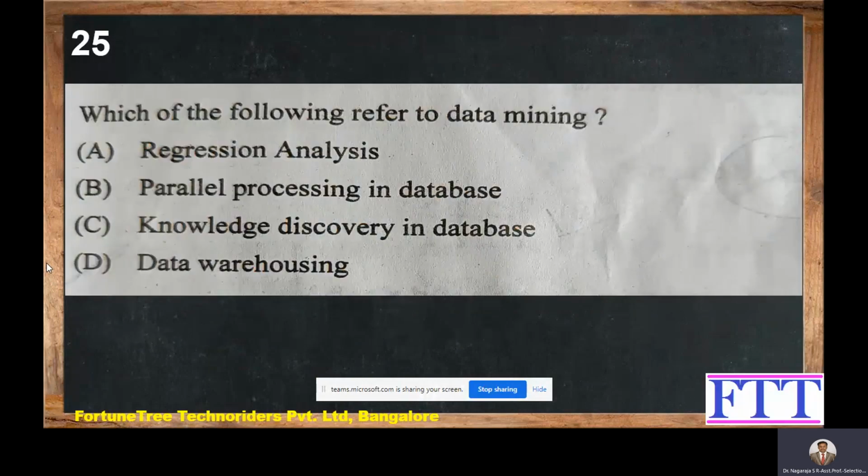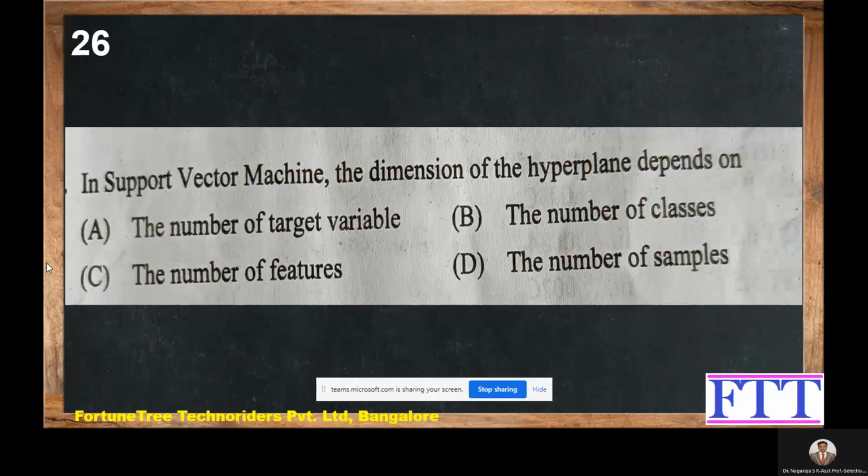So 25th question. Which of the following refers to data mining? Option A, regression analysis. Option B, parallel processing in database. Option C, knowledge discovery in database. Option D, data warehousing. So the right option is C, knowledge discovery in database. That is what you can call data mining. So we'll move to the 26th question.